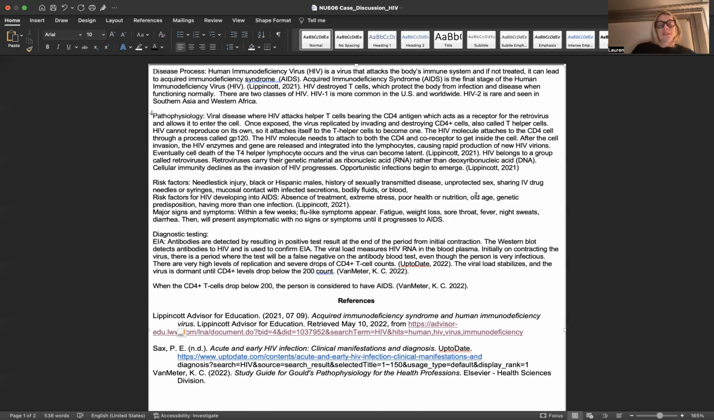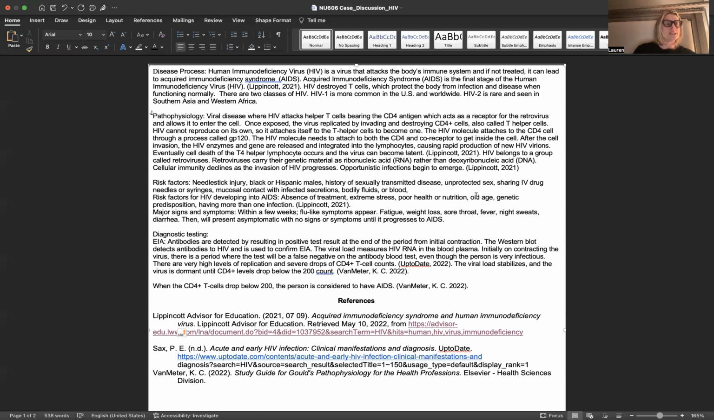Some major signs and symptoms: within a few weeks, an individual may feel flu-like symptoms. They're going to feel extreme fatigue. There's going to be some weight loss, sore throat, possibly fever, night sweats, and diarrhea. Then they'll present asymptomatic with no signs or symptoms until it progresses further to AIDS.